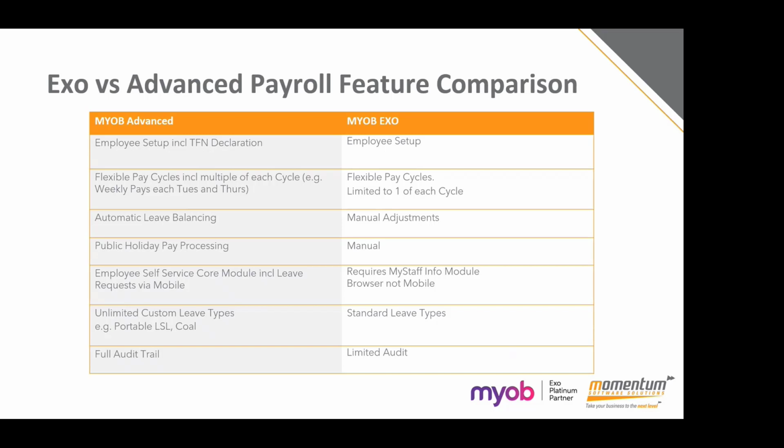The employee self-service, the ESS, is a core module that comes with it, whereas in Exo it was My Staff Info, which wasn't available on a mobile device. Unlimited leave types: again, a stronger leave engine. You can set up and create a whole lot of leave types yourself in Advanced, whereas in Exo you're limited to standard annual leave, sick leave, and long service leave. Audit trail: in Advanced, there's a full audit trail, which you can switch on even down to field level to see who did what and when, what the value was before, and what it is now. Whereas in Exo, it's very limited in that kind of audit side.